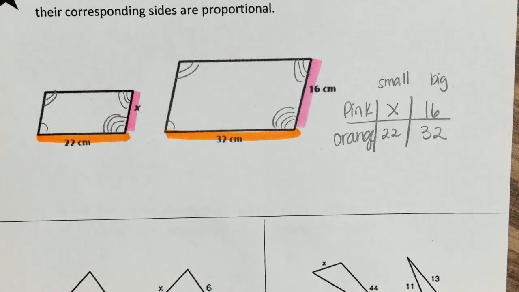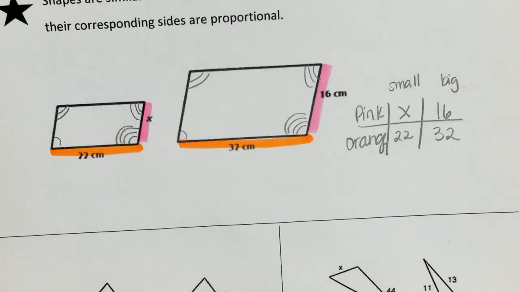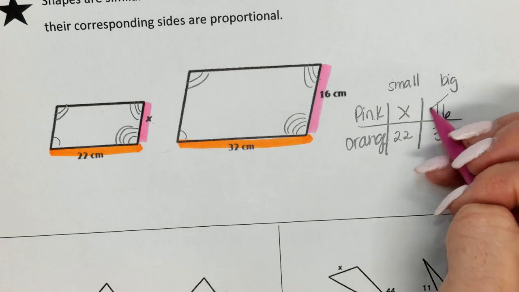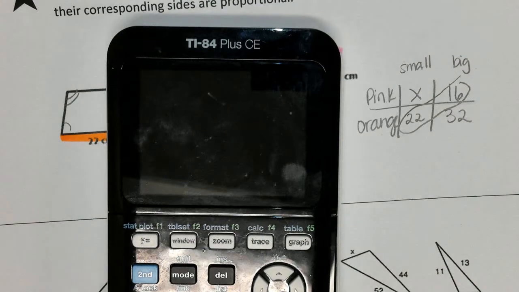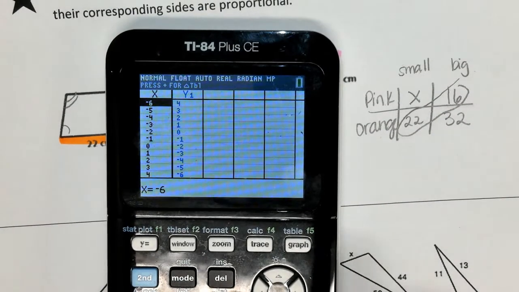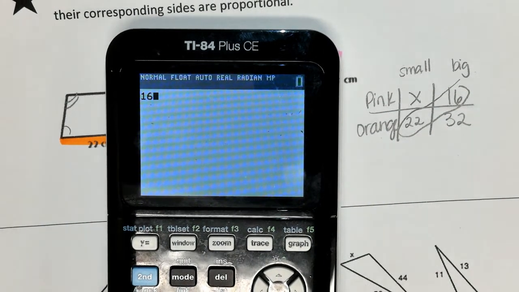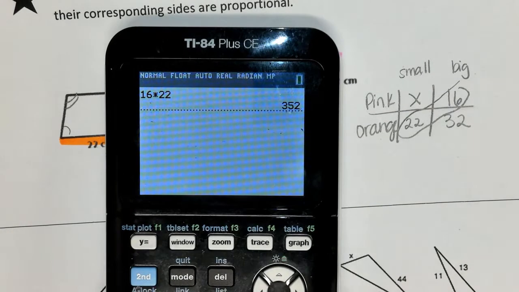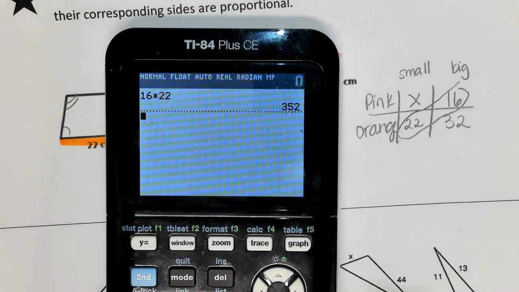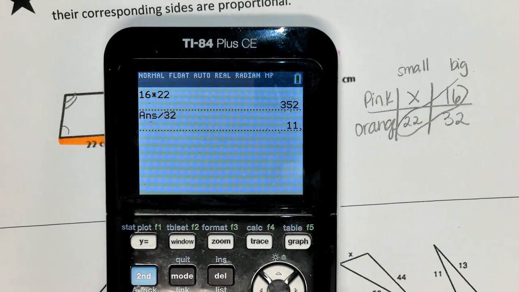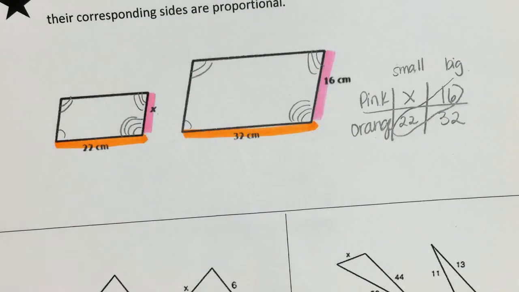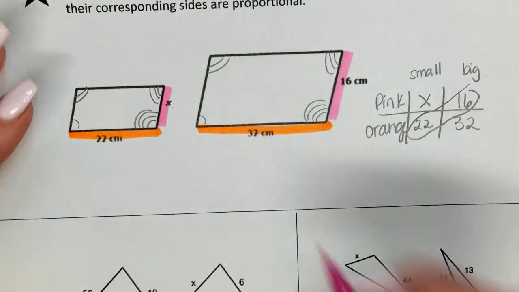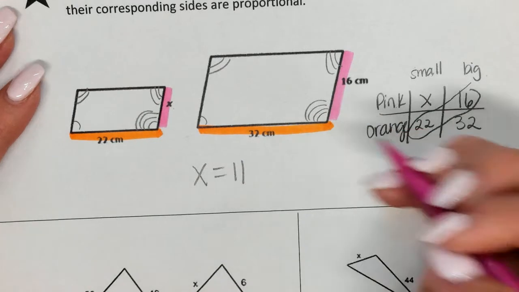How do you solve a box? Cross multiply, then divide. So you need your calculator. So you're going to multiply the two numbers that you can right here. Cross multiply. So you're going to do 16 times 22. And hit enter, and then divide by that leftover number. So what is the value of x? 11.